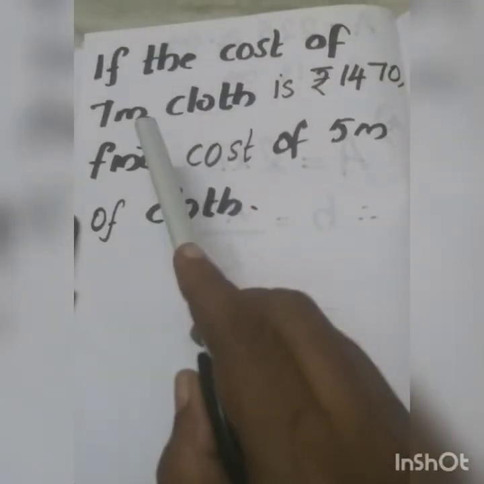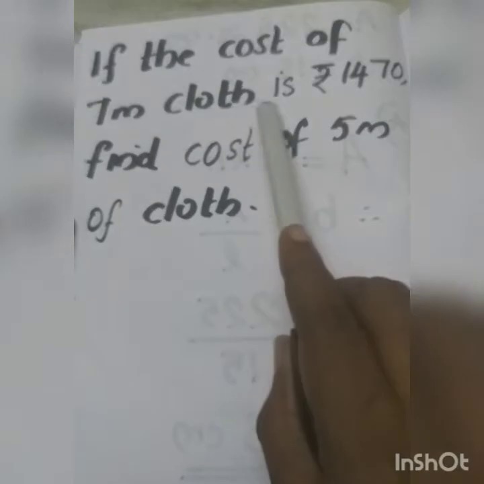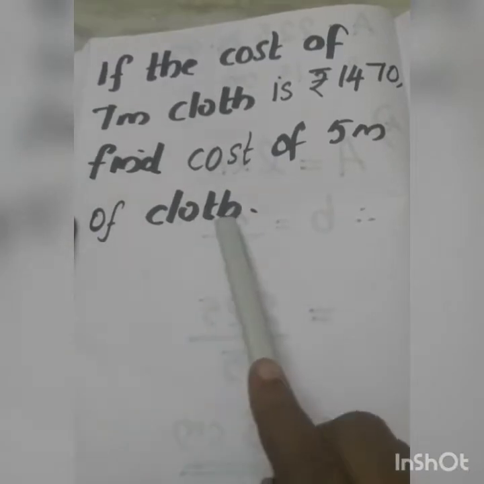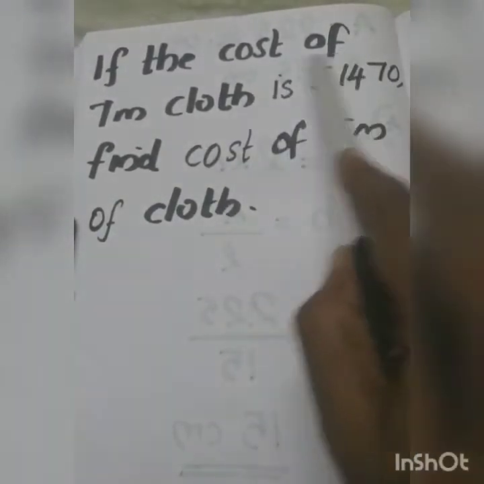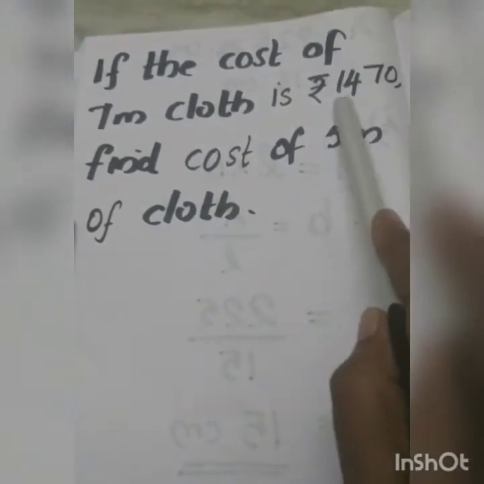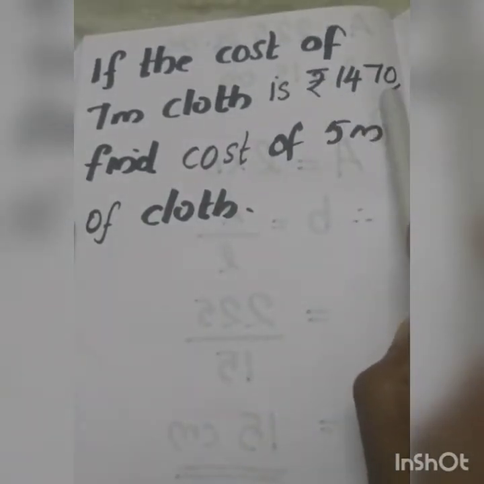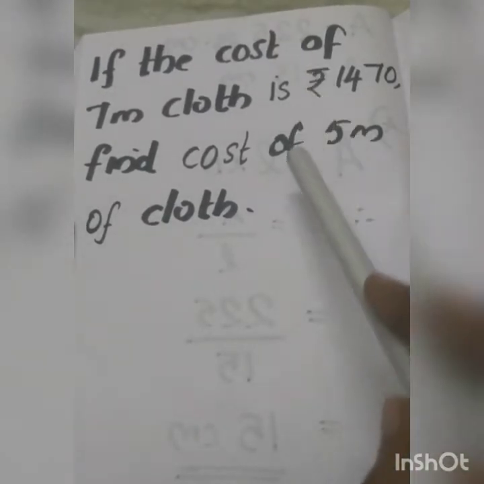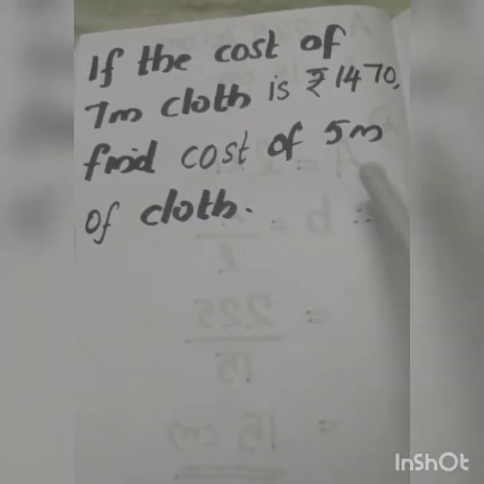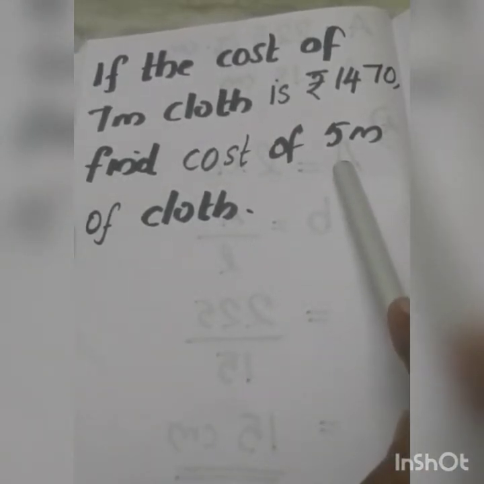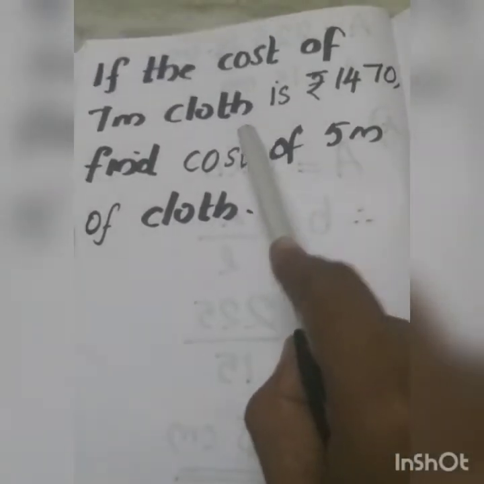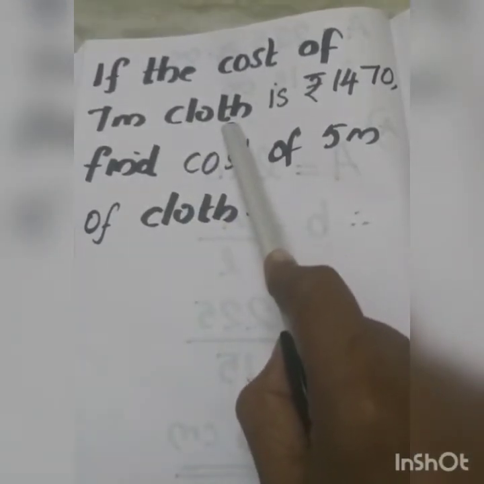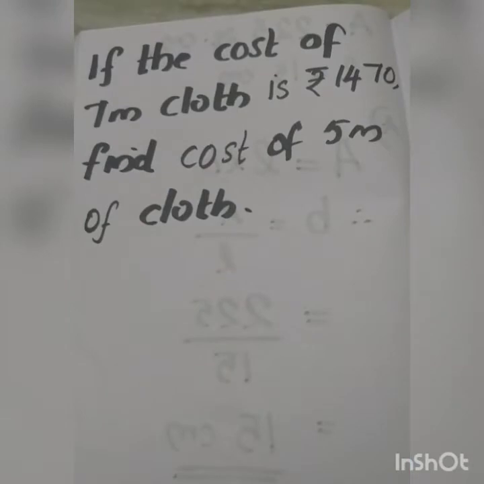Consider the example. If the cost of 7-meter cloth is rupees 1470, find the cost of 5 meter of cloth. So here, what is given? The cost of 7-meter cloth, rupees 1470. We need to find the cost of 5 meter of cloth. If we know the cost of 1 meter of cloth, we can easily find the cost of 5 meter of cloth. But we don't know it here. We know only the cost of 7 meter cloth. So from this 7 meter cloth, we are going to find the cost of 1 meter cloth.